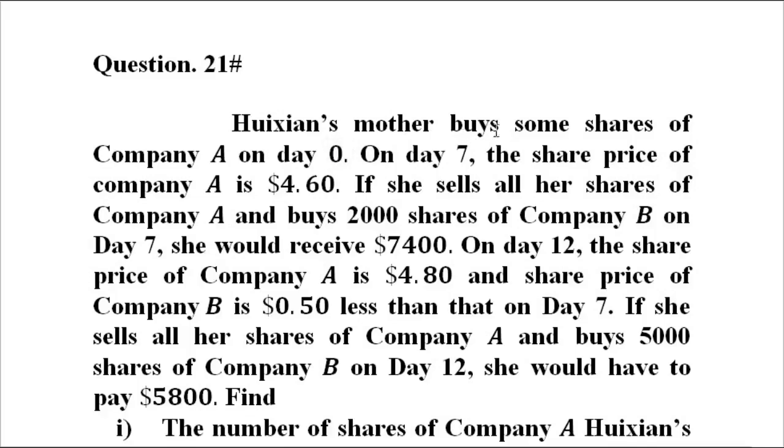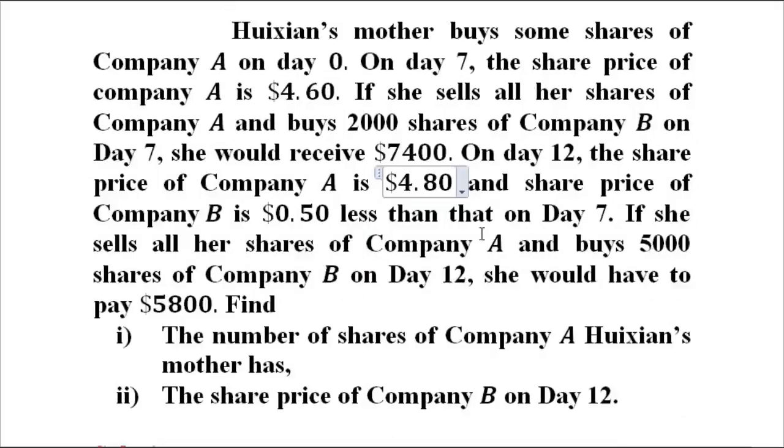Hyunjin's mother buys some shares of company A on day 0. On day 7, the share price of company A is $4.60. If she sells all her shares of company A and buys 2,000 shares of company B on day 7, she would receive $7,400.